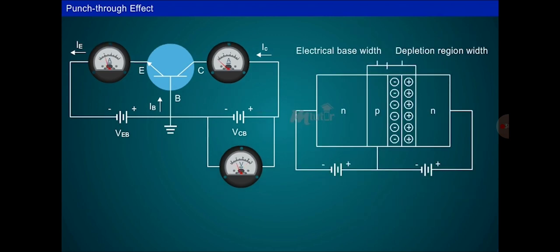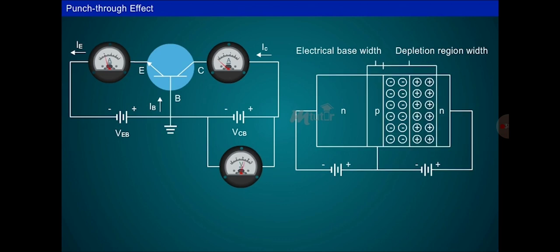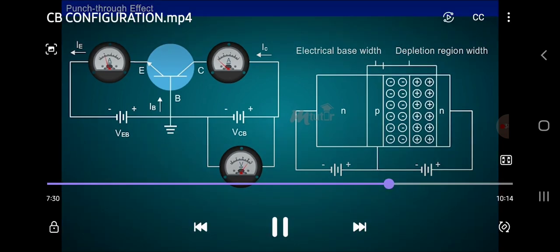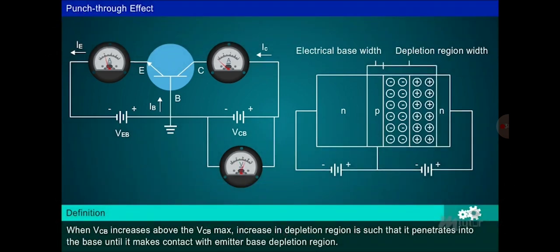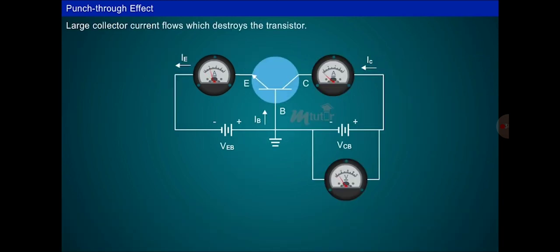When collector to base voltage increases, width of the depletion region at the junction increases. When VCB increases above the VCB max, the increase in depletion region is such that it penetrates into the base until it makes contact with the emitter base depletion region. This condition is called punch through or reach through effect. When this situation occurs, breakdown occurs, that is, large collector current flows which destroys the transistor.